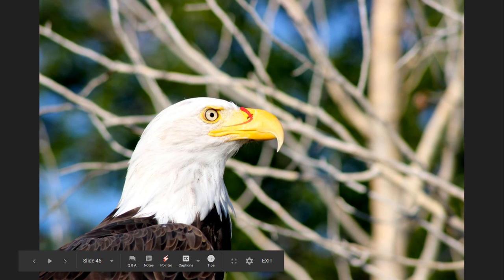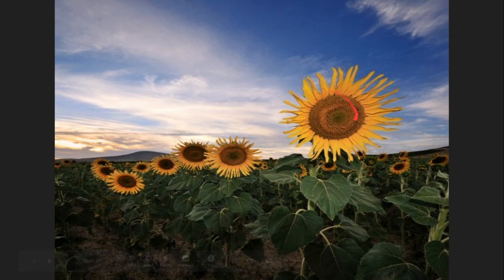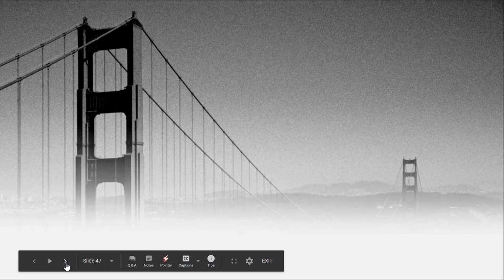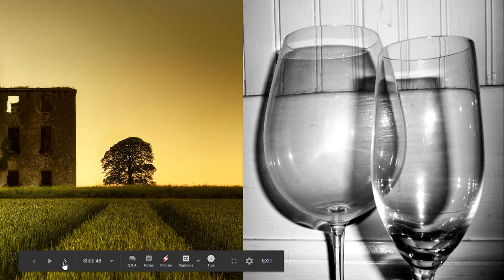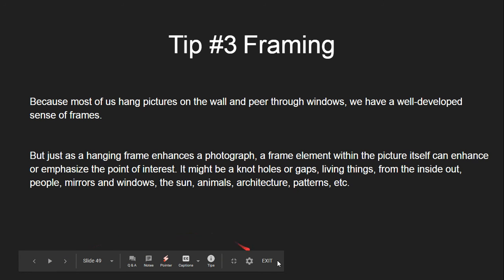Eagle, starting with the eye, brought around this way to see the contrast over here. He's off center too, or she. Sunflower, I'm brought this way to the sky. And bridge, probably starting over here, down this way, following the leading lines, bring me to the other side of the bridge. And there we go. On to the next one.